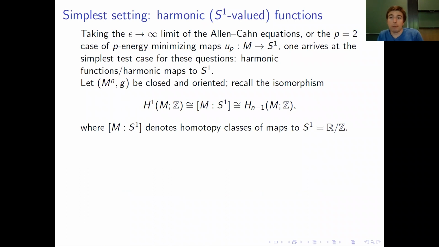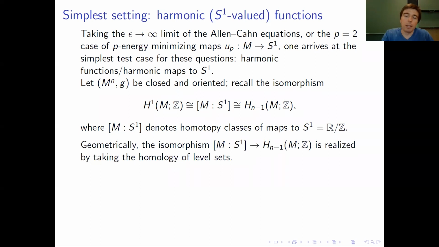So just to remind you about harmonic S1-valued maps. When you're first learning harmonic maps, these are, I think, one of the first examples you see because the analysis is completely trivial. Let's suppose you have a closed oriented n-dimensional manifold, and recall, by Poincaré duality, that we have this isomorphism between the degree 1 cohomology with integer coefficients, the homotopy classes of maps to S1 with the obvious group structure, and the n-1 homology with integer coefficients. Writing the isomorphism in most directions is easy to see. If we have a homotopy class of S1-valued maps, pick your favorite smooth representative, take a generic level set, and that will land you in the corresponding homology class.